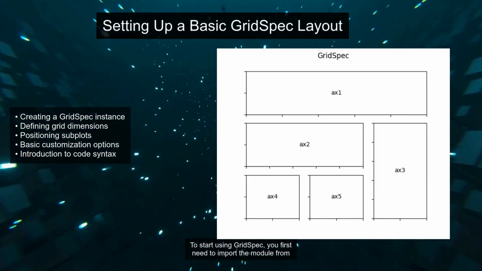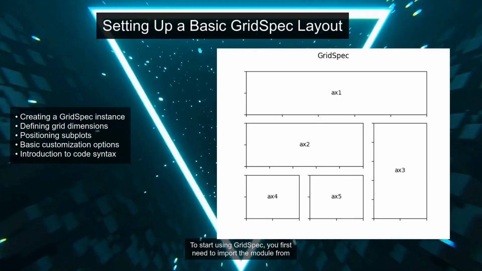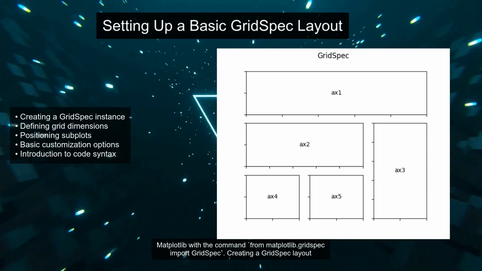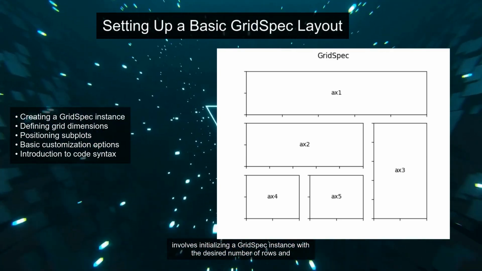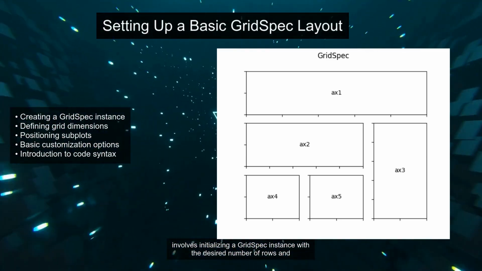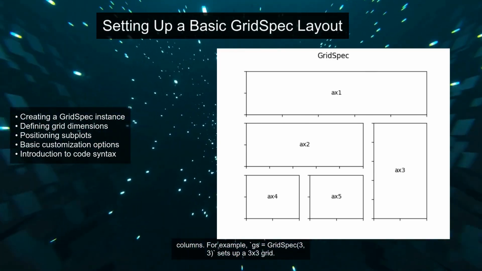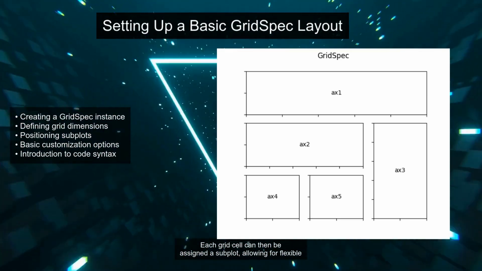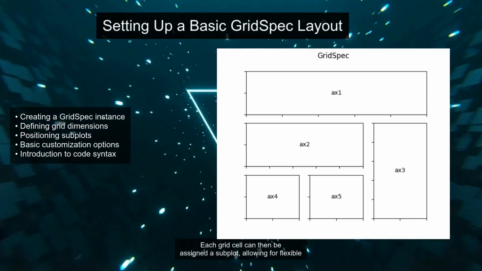To start using GridSpec, you first need to import the module from Matplotlib with the command from matplotlib.gridspec import GridSpec. Creating a GridSpec layout involves initializing a GridSpec instance with the desired number of rows and columns. For example, gs = GridSpec(3, 3) sets up a 3x3 grid. Each grid cell can then be assigned a subplot, allowing for flexible positioning.